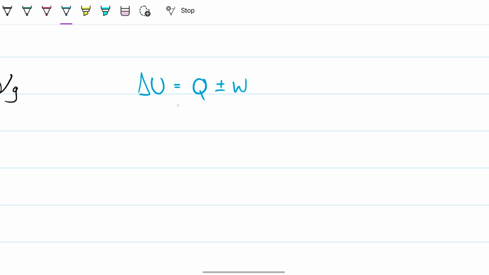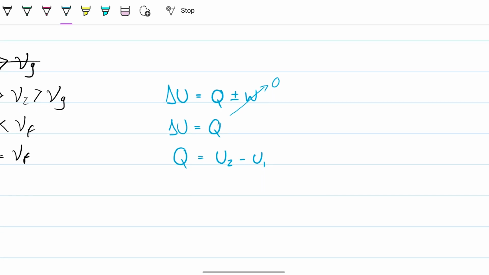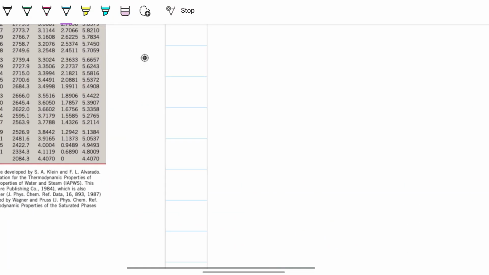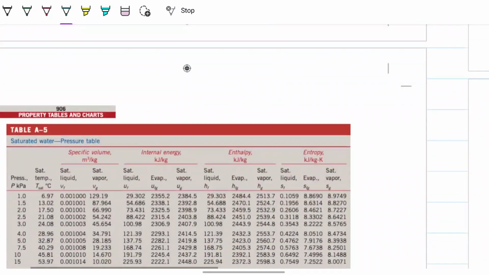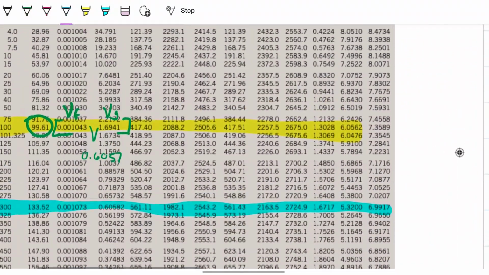So if I have no work, and I have no work because my volume did not change, then the difference in internal energy can tell me about my heat. All I need to do to find the heat is get the final state minus the initial state and do the math. That's super simple. I just need to go back to my table, and let's use this one because we've been using it for the last values. Okay, and here we are.